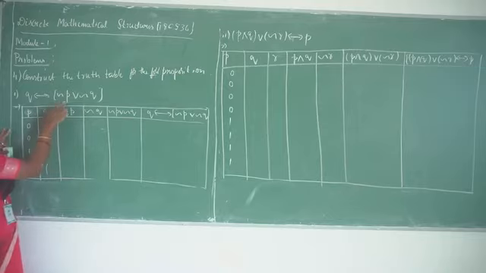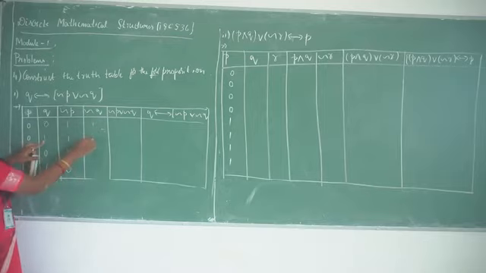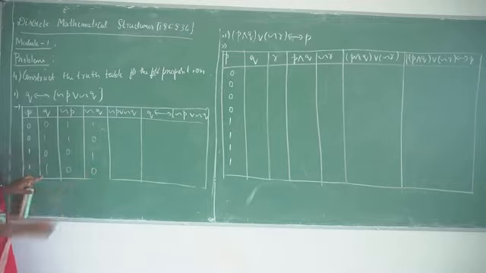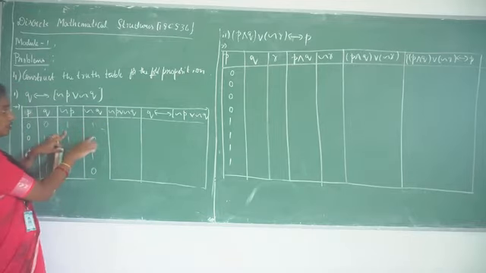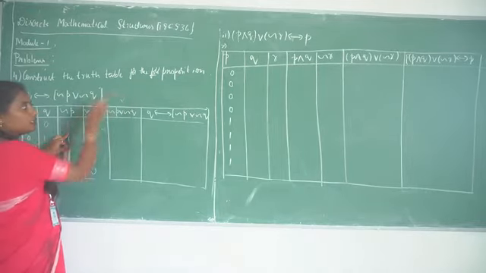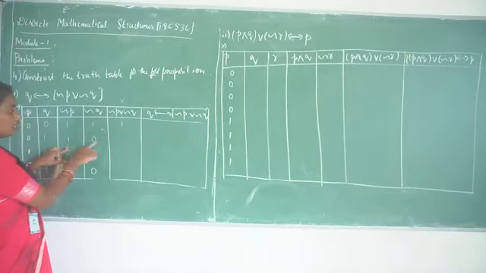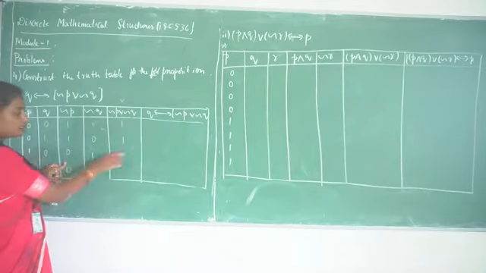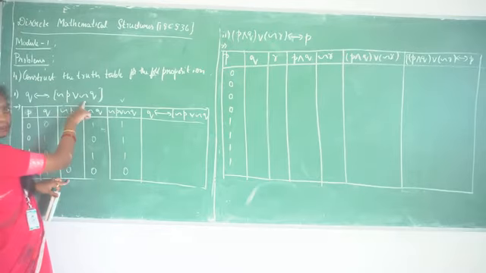Here we need not P, that is the negation of P, and not Q, the negation of Q. If P is 0, not P is 1; if P is 1, not P is 0. Not Q is 1, 0, 1, 0. Then not P or not Q, the combination of these two columns. 1 or 1 is 1, 1 or 0 is 1, 0 or 1 is 1, 0 or 0 is 0. That is the value of this compound proposition.